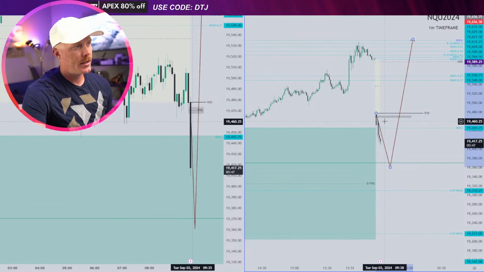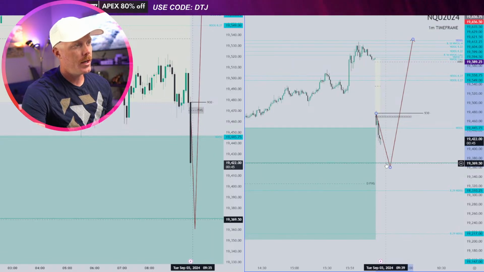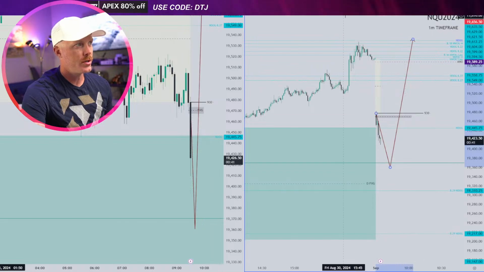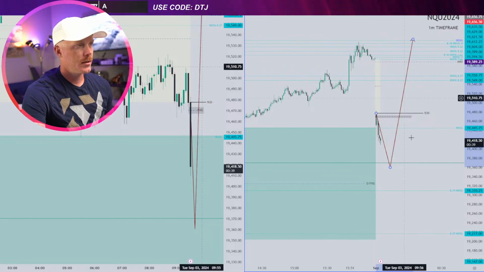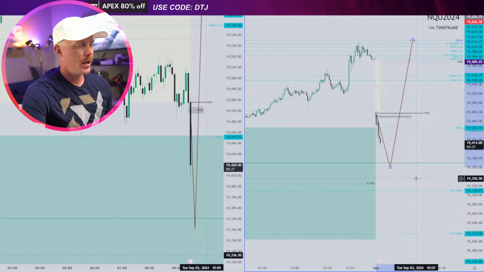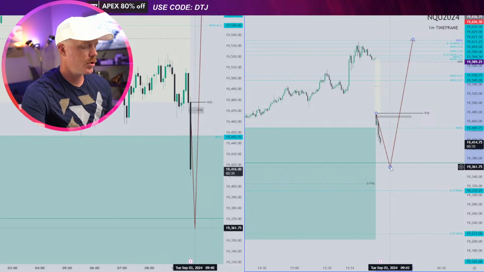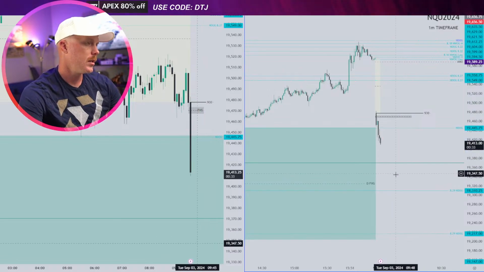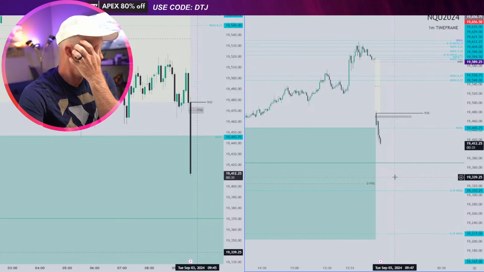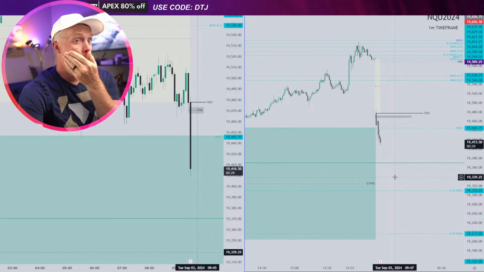Why do I like this? One, we grab liquidity. Two, we fill the opening range gap. Three, it's towards the equal highs. That is why. I do think we see some higher prices in price. I just don't know when.